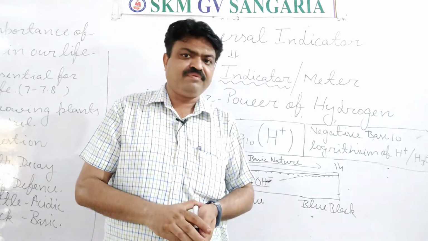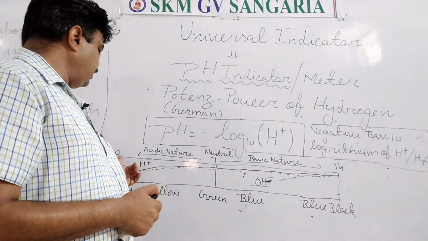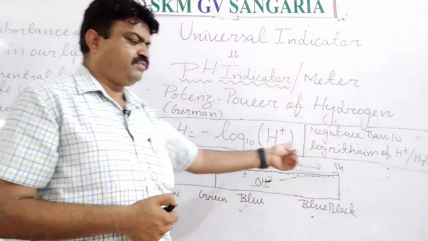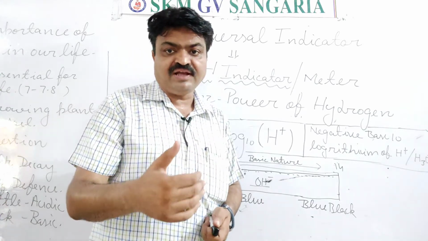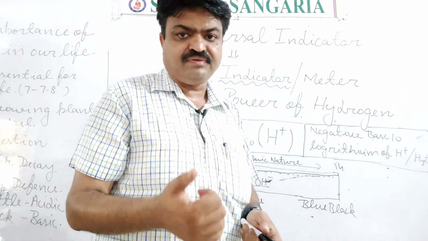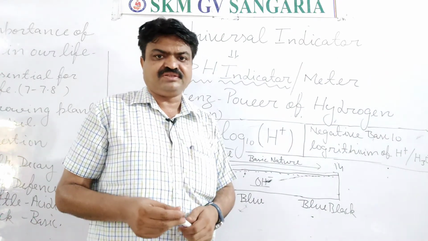So with the help of this magnitude, this magnitude 0 to 7 or 7 to 14, we can know the strength of acid or base, or we can also know the nature of the chemical substances.